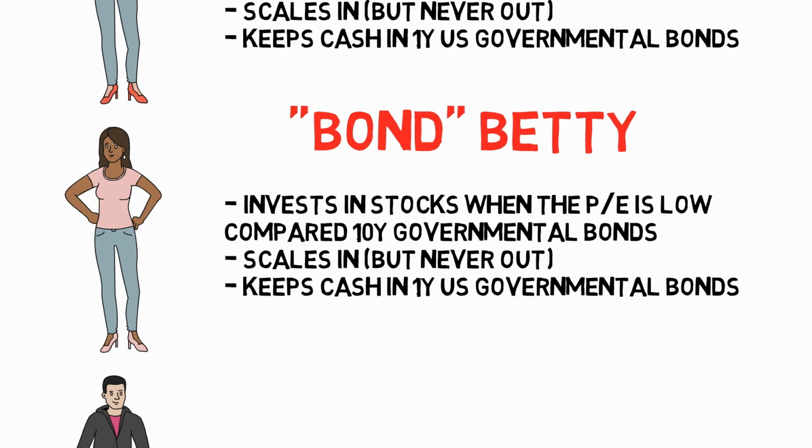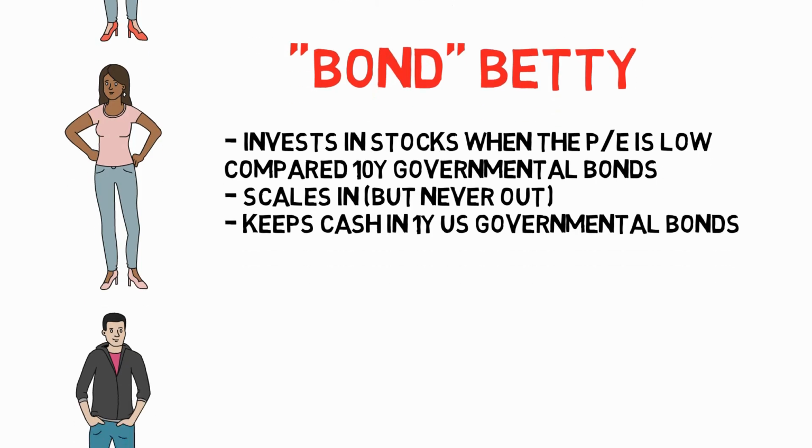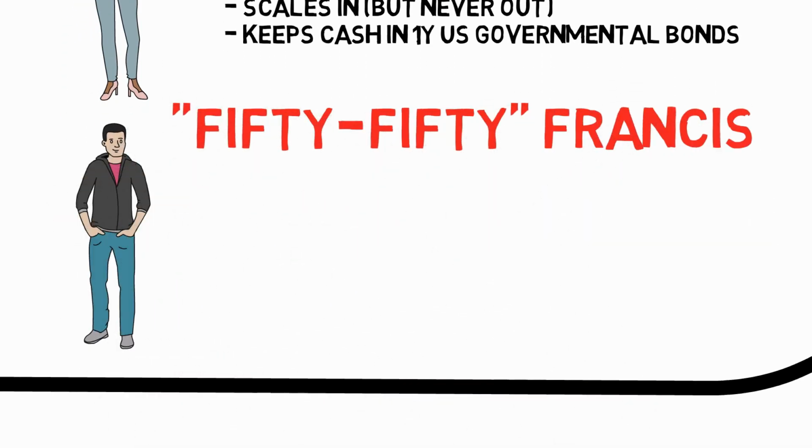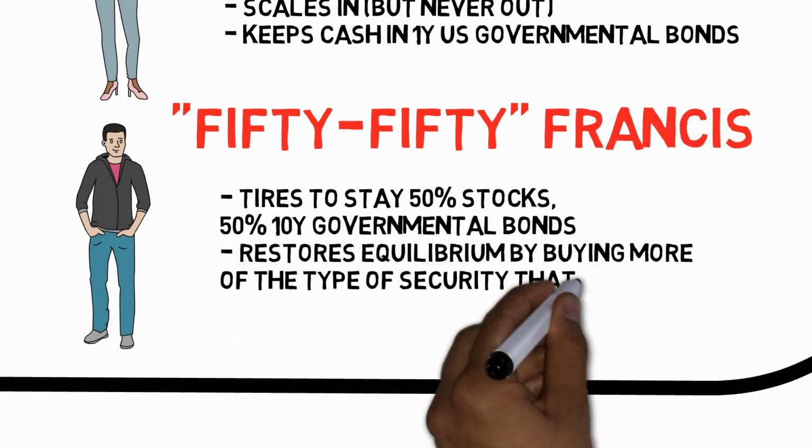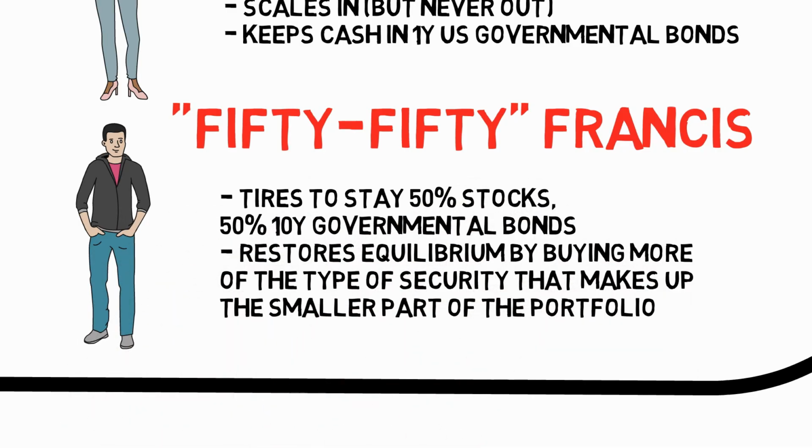She invests in stocks only when the S&P 500 PE ratio is favorable compared to the yield of a 10-year US governmental bond. Finally, we have 50-50 Francis, who applies a strategy suggested in The Intelligent Investor. He tries to stay in 50% stocks and 50% bonds. If stocks have gone down, he will buy more of them to restore the equilibrium. And he will do the opposite if stocks have appreciated a lot in value.